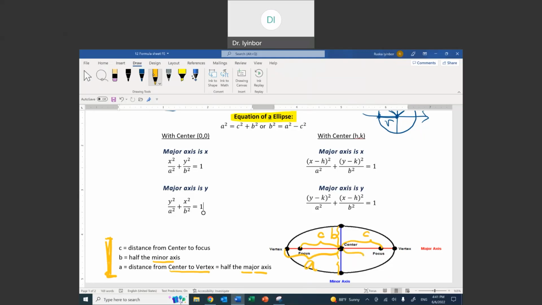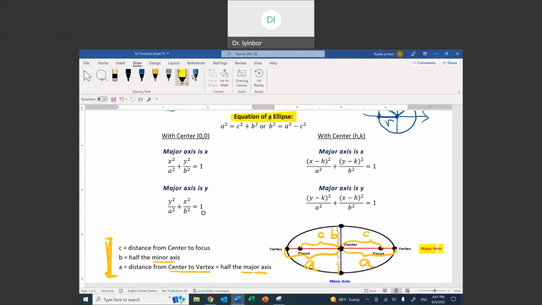So remember, you always have 2 focuses, 2 vertices, and all of those 3 points, vertex, focus, and center, are located on the major axis. Okay? And you also have the minor axis. So those are the important things given for an ellipse to find the equation.